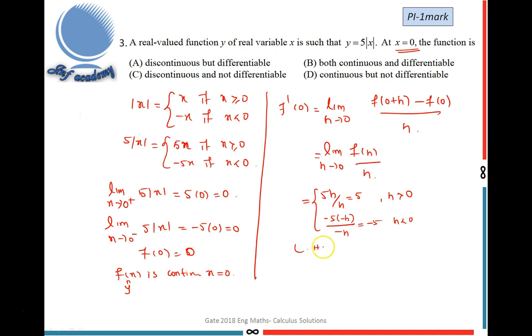Here the left hand limit is not equal to the right hand limit. Only if the limit of f dash of 0 exists is it a derivative. Otherwise, it is not differentiable. So y equal to 5 modulus x is not differentiable at x equal to 0. It is continuous but not differentiable. So the answer is, continuous but not differentiable. Answer is option D.